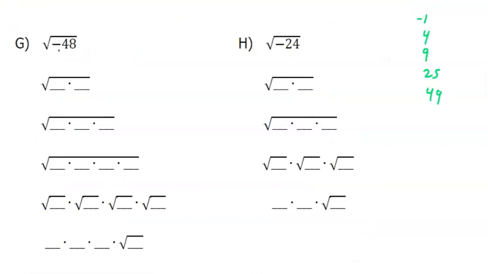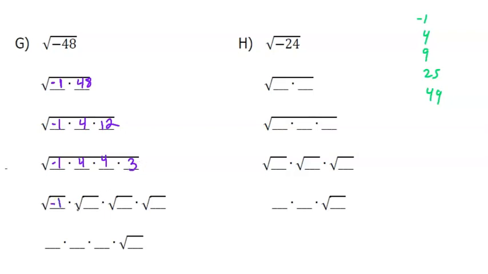Let's look at G, the square root of negative 48. It has a negative, so we could pull out a negative 1 right here. We can also pull out a 4. 48 divided by 4 is 12. We can pull another 4 out of 12. 12 divided by 4 is 3. We can't pull out any other perfect squares because they're all bigger than 3.